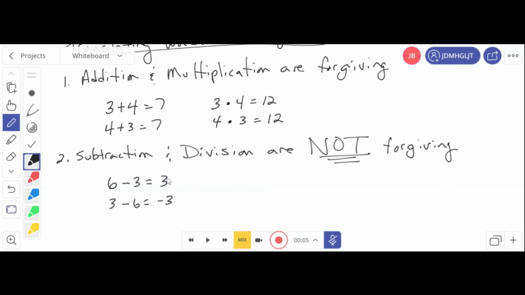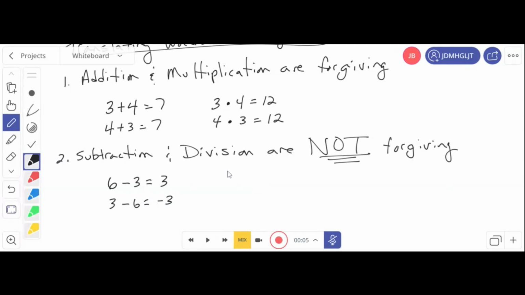And 3 is just as different from -3 as 6 is from 3. 6 and 3 are obviously not the same number. 3 and -3 are not the same number. It's two different values.